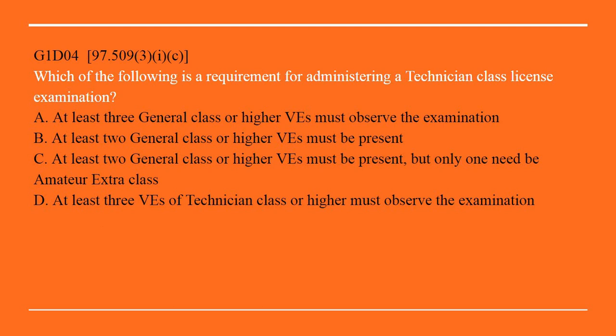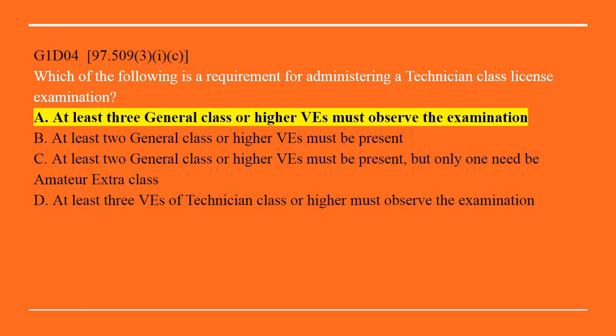G1D04. Which of the following is a requirement for administering a technician class license examination? A. At least 3 general class or higher VEs must observe the examination. B. At least 2 general class or higher VEs must be present. C. At least 2 general class or higher VEs must be present, but only one need be amateur extra class. D. At least 3 VEs of technician class or higher must observe the examination. Correct answer here is A. At least 3 general class or higher VEs must observe the examination.